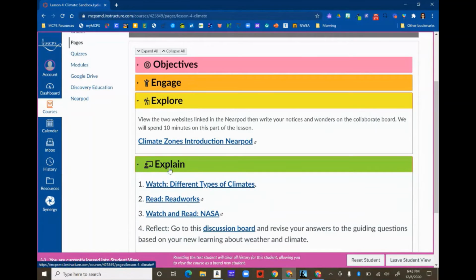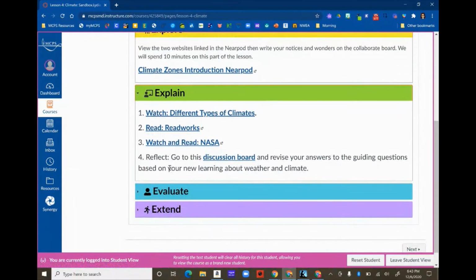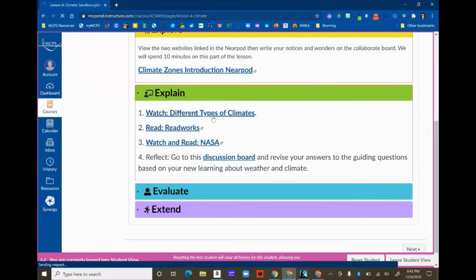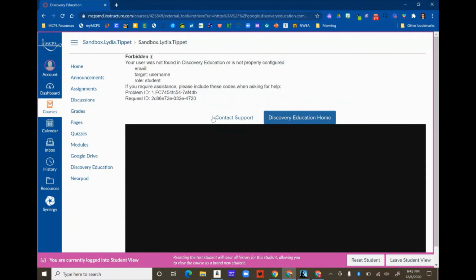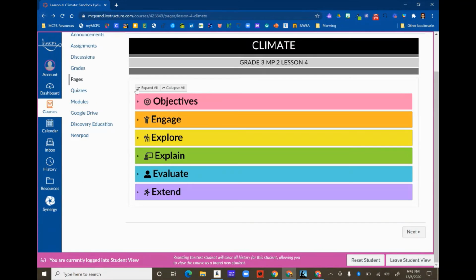Then for the explain is where they really start to dive deeper. So they would watch different types of climates video. This is a Discovery Education video that's embedded directly into Canvas. Because this is a sandbox course and I'm not technically a student, it doesn't show for this course, but students would be taken right to Canvas for the Discovery Education video.